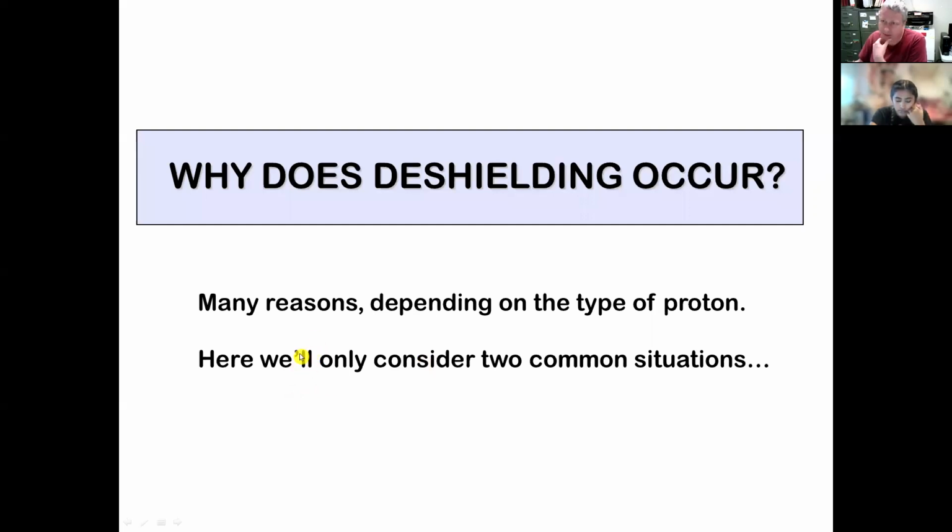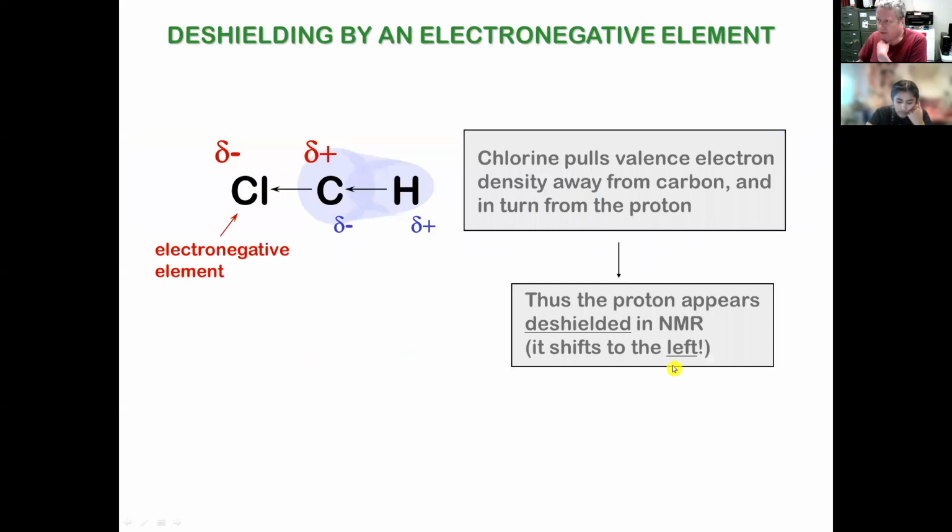So it's left, right? Deshielding means to the left of the NMR machine, right? And so why does that happen? I already gave you a hint. There's kind of 2 situations that I'm going to talk about. This is the first one.